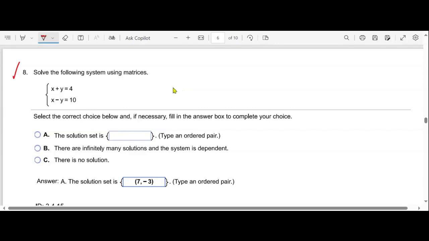Okay. Number 8. Solve the following system using matrices. X plus y equals 4. X minus y equals 10. So, how many ways can we solve with matrices? Many ways. Remember, we can use Gauss elimination, right? Yes. So let's try Gauss elimination. The formula says you have to make the matrix look like this, okay?